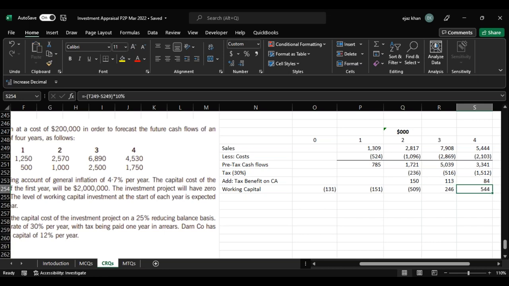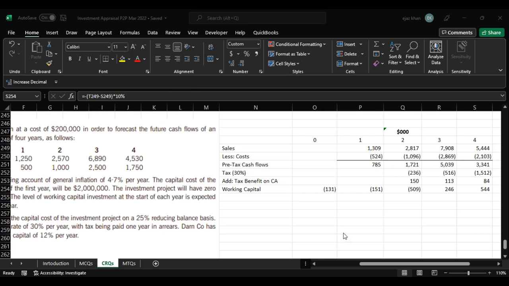So I'll get another positive figure at the end of year four as well, because at the end of year four, the project will be completed and we will have to eject the remaining working capital that we have invested, because there are no further years and we do not need the working capital that we have invested. So we have to eject the remaining amount as well.